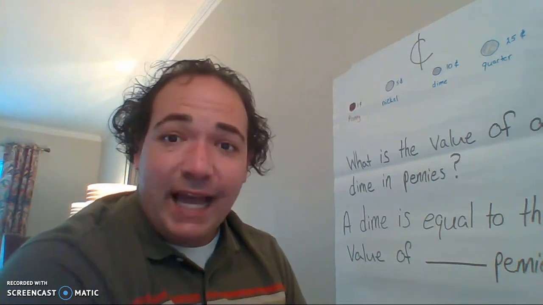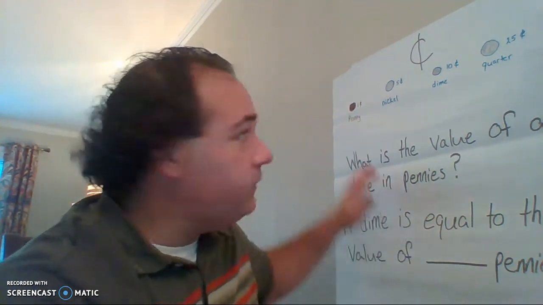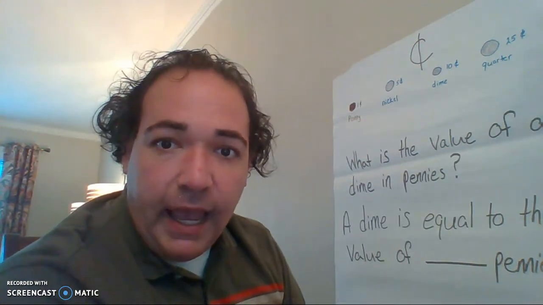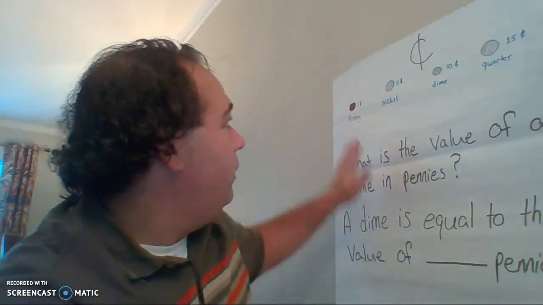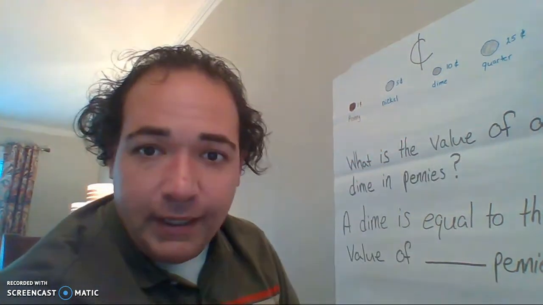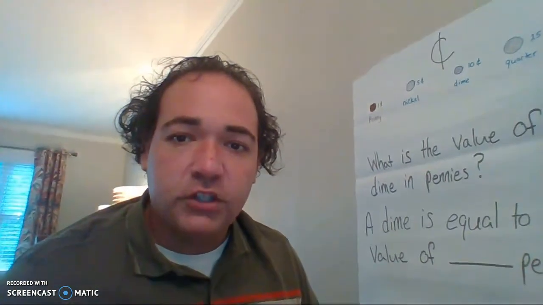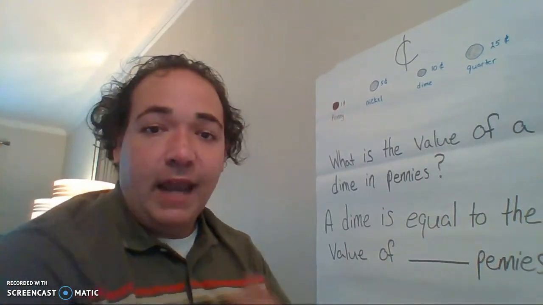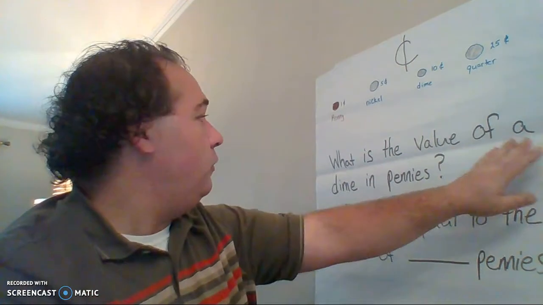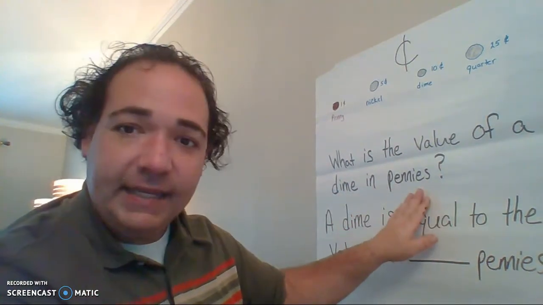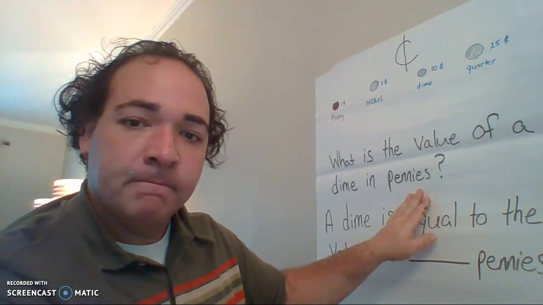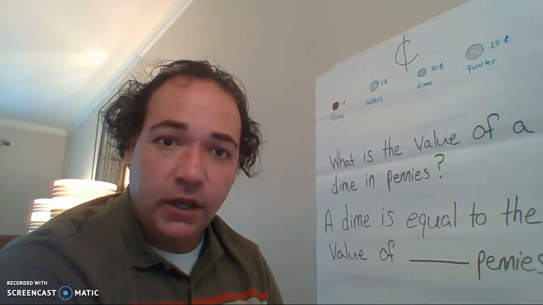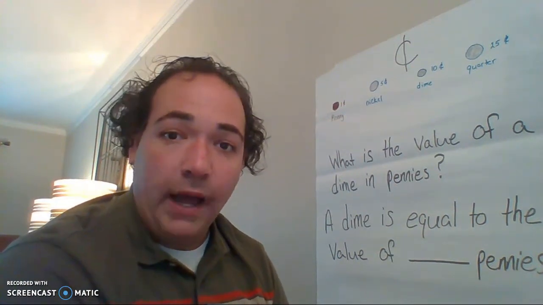So once I've done that, you're going to do this. All of this, you should do in your math journal. I did it up here big on the board so that we could all see it. You are going to understand the values of each coin, and then you're going to answer a question that's very similar to the question that I have up here. So here's my question that I'm going to do with you. What is the value of a dime in pennies? Think about that. How many pennies would it take to equal 1 dime?